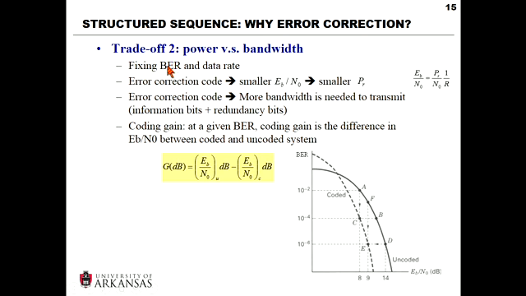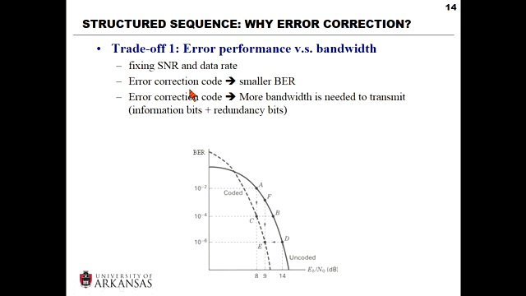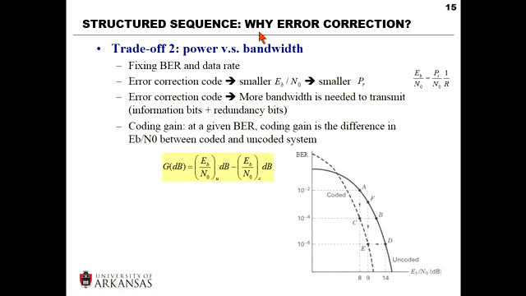If we fix the bit error rate, so in the previous trade-off, if we fix the signal-to-noise ratio and data rate, we can use a larger bandwidth to get a smaller error probability, so it's this direction here. Previously our bit error rate was 10 to the minus 2, and now it's 10 to the minus 4. In this trade-off, if we fix the BER, it's moving horizontally. We move from point B to point C.